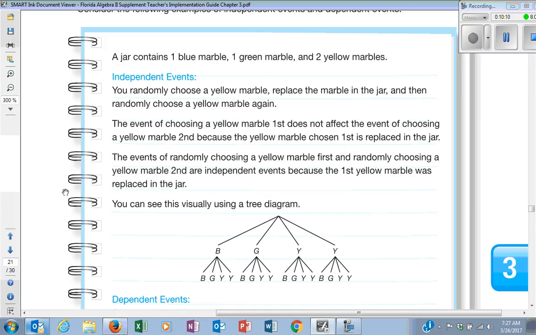Here's why it's tricky. They just change a couple words up here, and it changes your perspective of the problem. Now they say, hey, you take a yellow marble, but do not replace it.